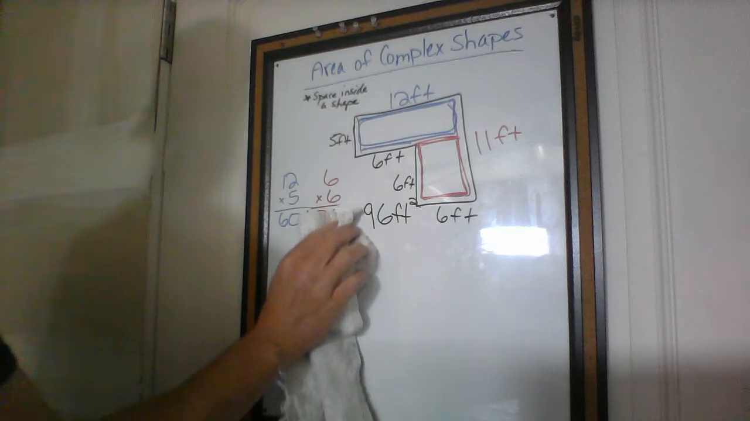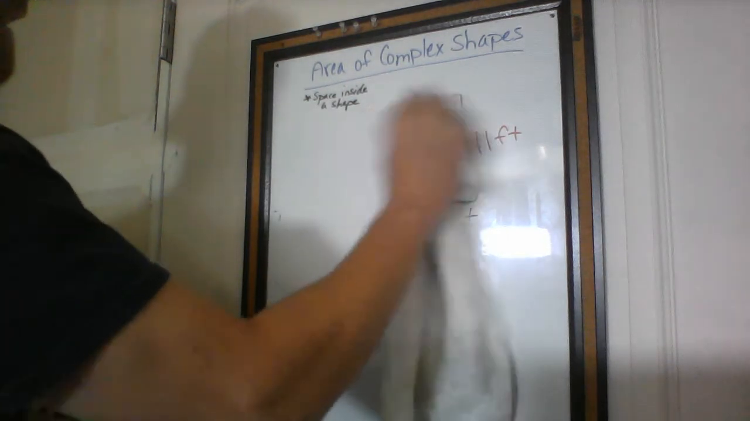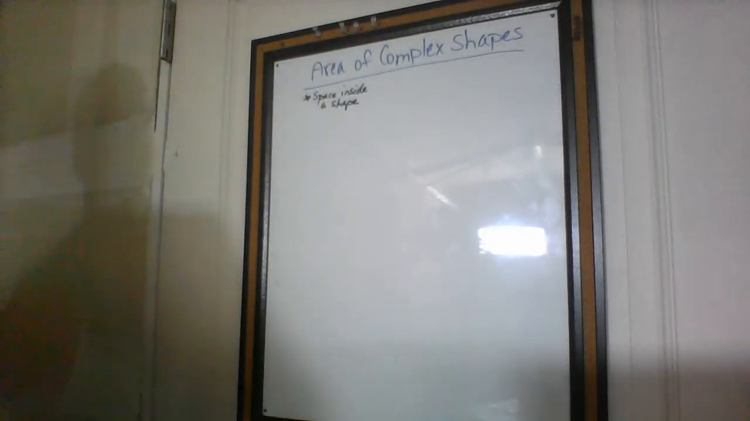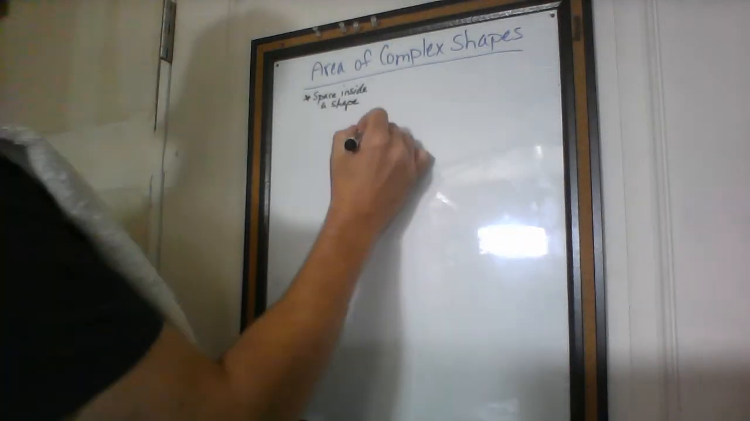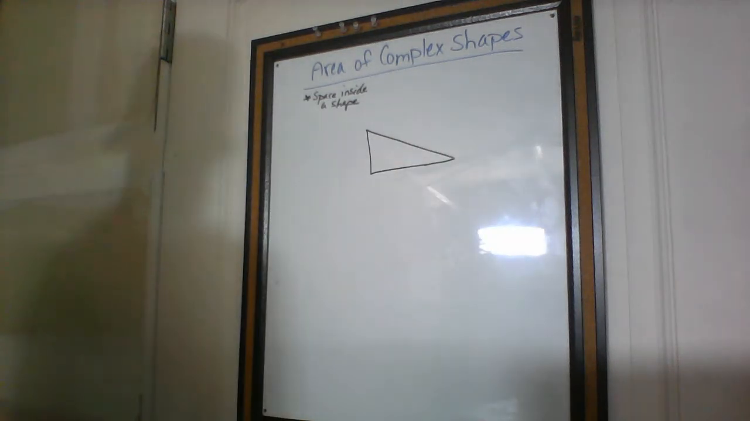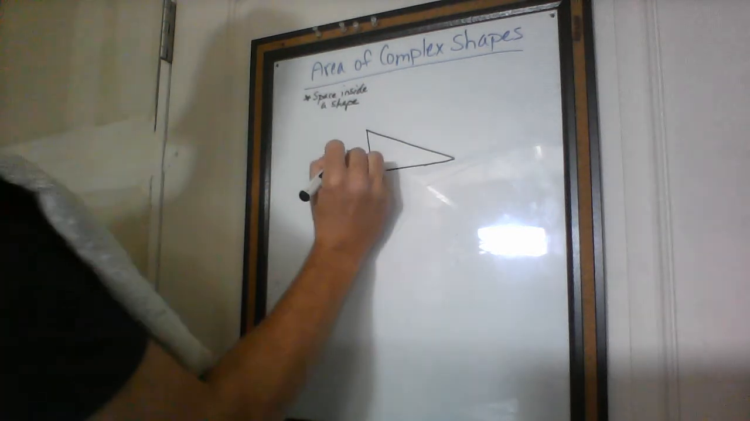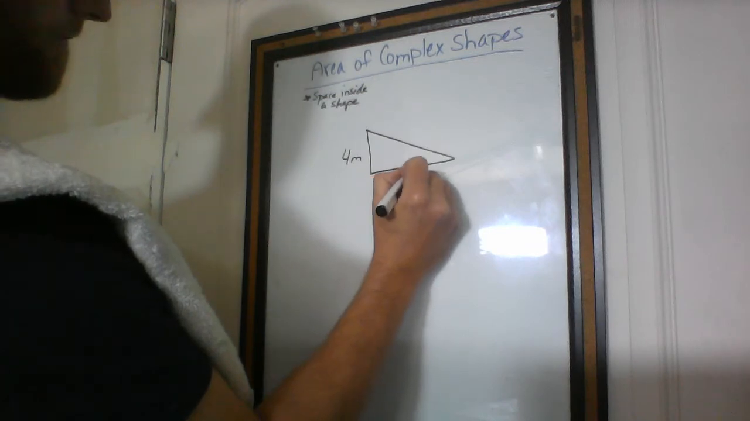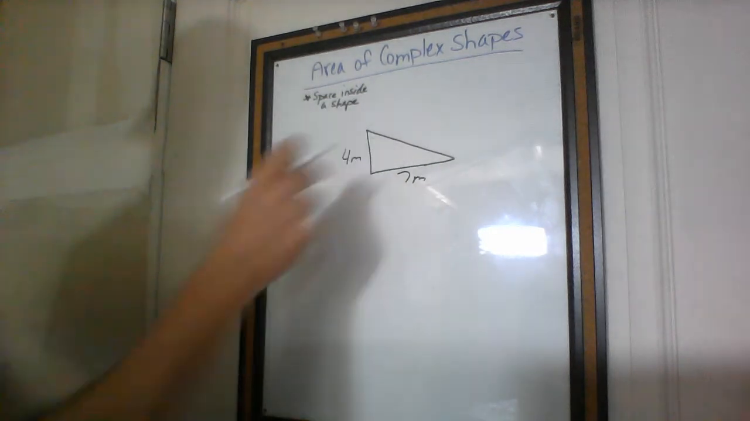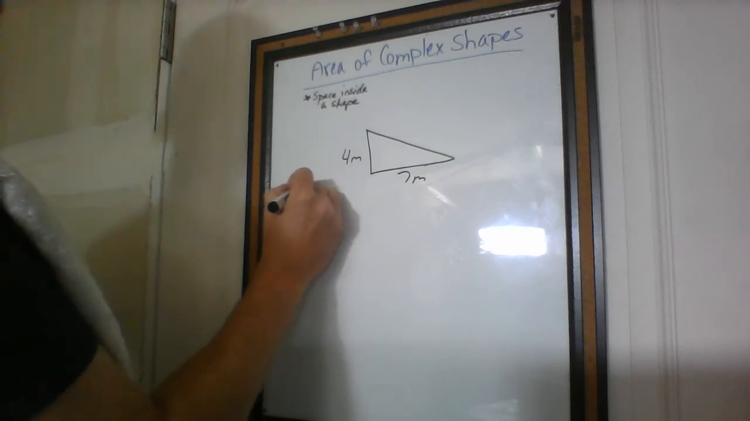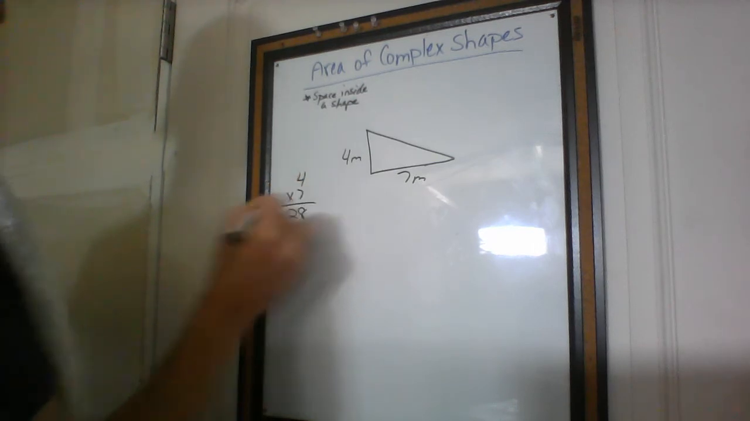The other one that we can get to, and I'm going to do a simple shape first because this is one that I often sneak past you guys. And so this is a simple one to pay attention to. Let's say we got 4 meters and 7 meters for this triangle. So we're going to take our 4 times our 7, we get 28.